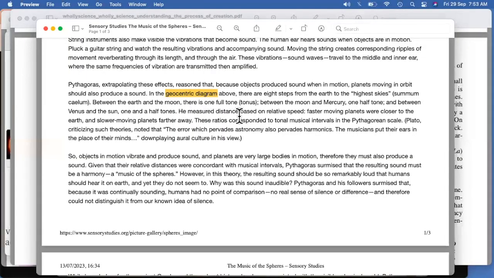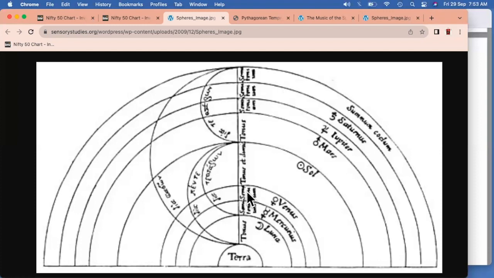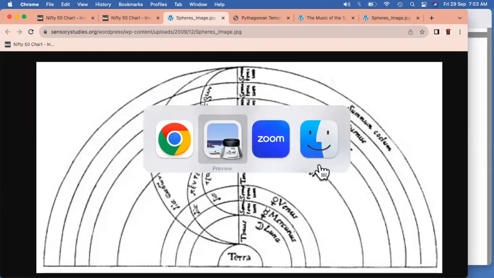He measured distances based on relative speed. What do we mean by relative speed? That is, faster moving planets were closer to the Earth and slower moving planets farther away. This is because of the speed of these planets, including Luna, which is not technically a planet but a satellite of Earth; we can call them heavenly bodies together. So these are faster moving planets. These are probably slower moving planets. Now, why is the Sun kept over here? Let's come back to that part also.